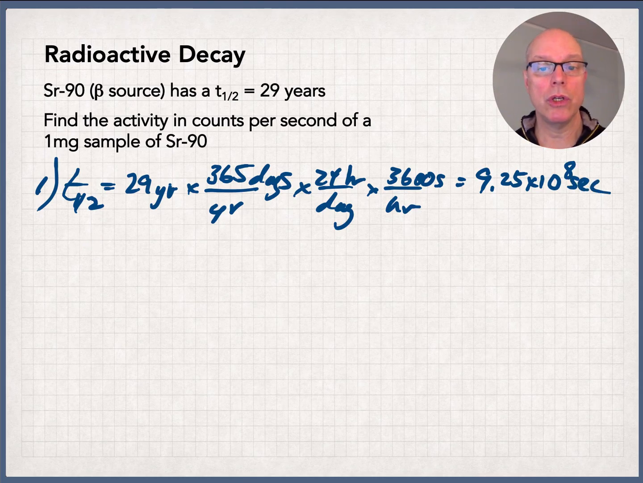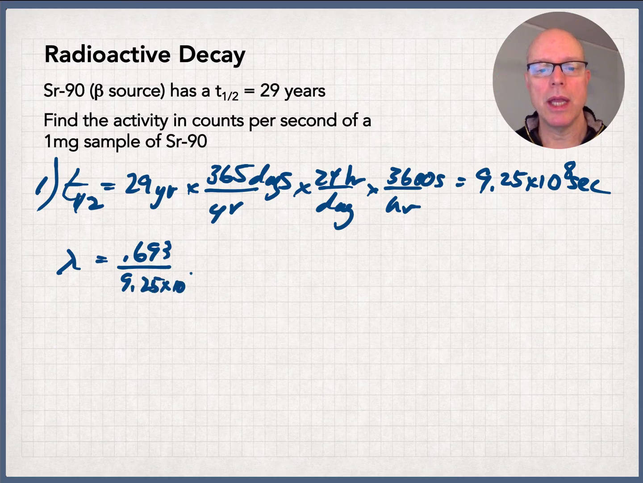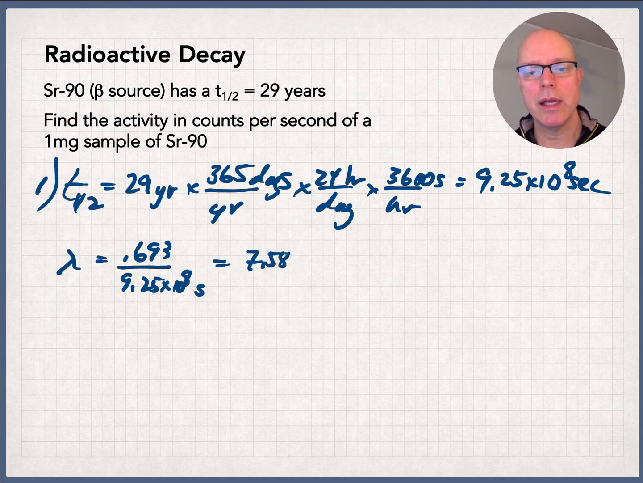Step 1, we knew that we wanted the lambda in seconds because of the framing of the problem. So lambda is just going to be 0.693 over the T1/2, 9.25 times 10 to the 8 seconds. And that gives us a little decay constant of 7.58 times 10 to the negative 10 seconds to the minus 1. Okay, so we're ready to roll there.